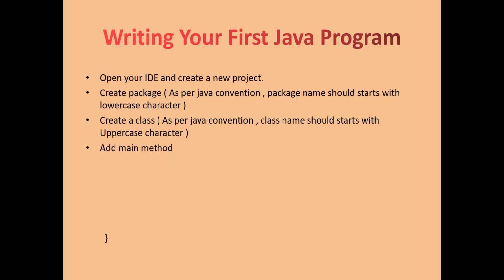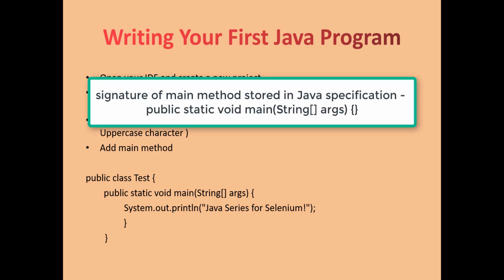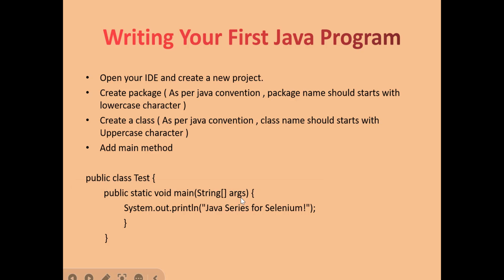So this is the next step: we need to add the main method. The main method has a predefined syntax. You can see here public class Test, public static void main. This is the signature of the main method as stored in the Java specification. You must write it like this only: public static void main, and in the brackets you have a String array with the variable name args. This is useful when you want to take input from the user while running the Java program. And System.out.println is the statement used to print something in your console.